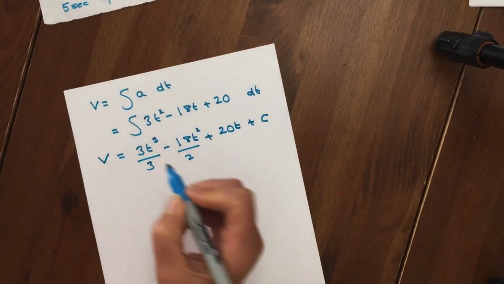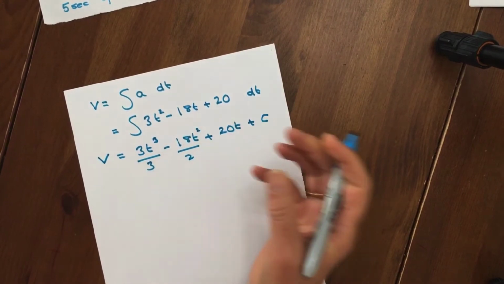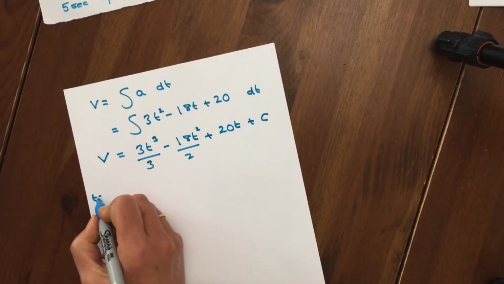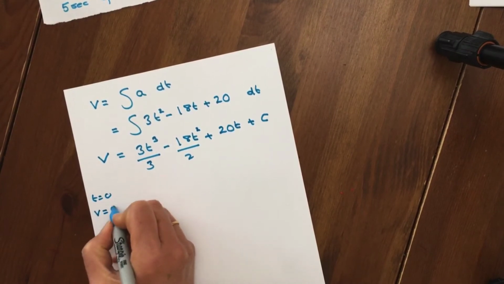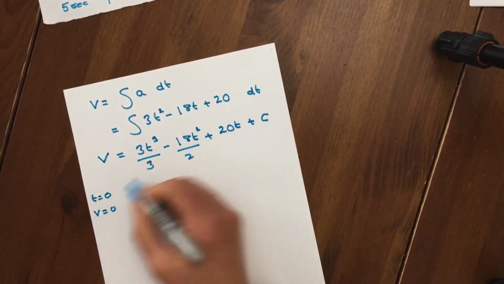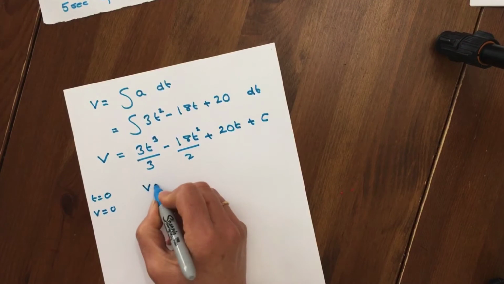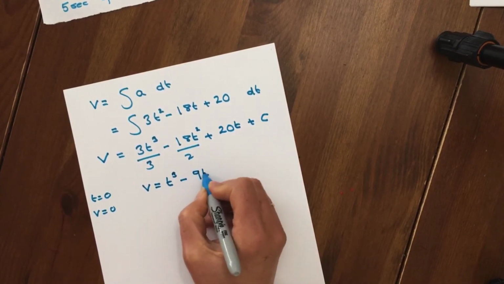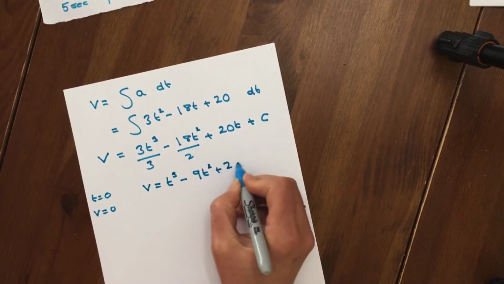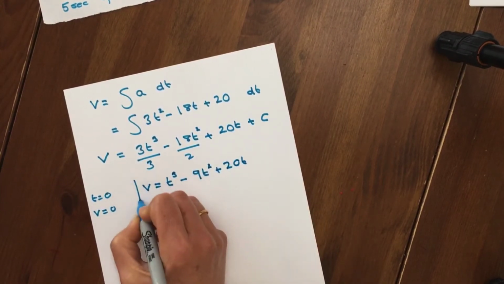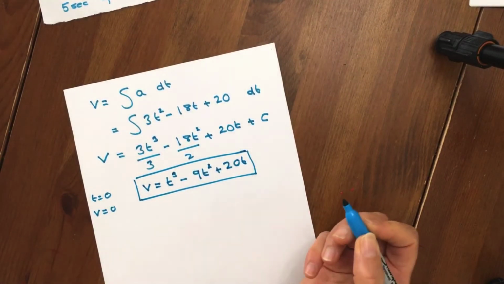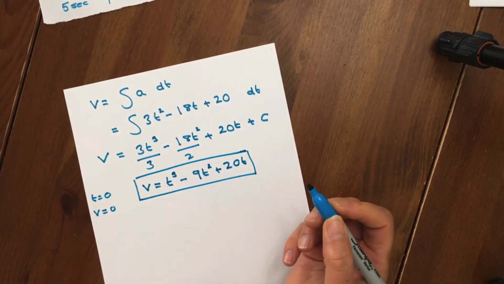Now, I know that the particle starts at rest. So at time 0, I know v is 0. So therefore, subbing those in, c is 0. So if I just tidy up this equation for velocity, I get this. Now, I want to get my distance moved.